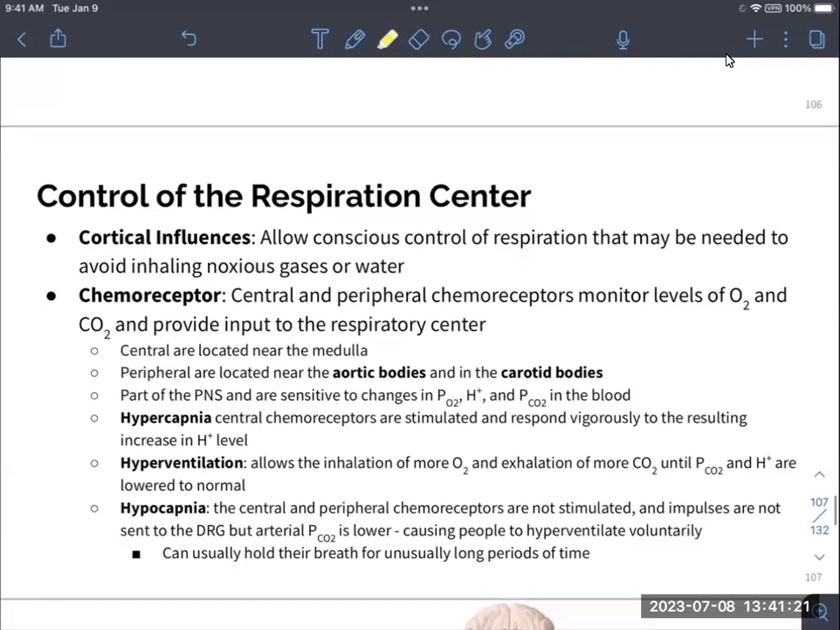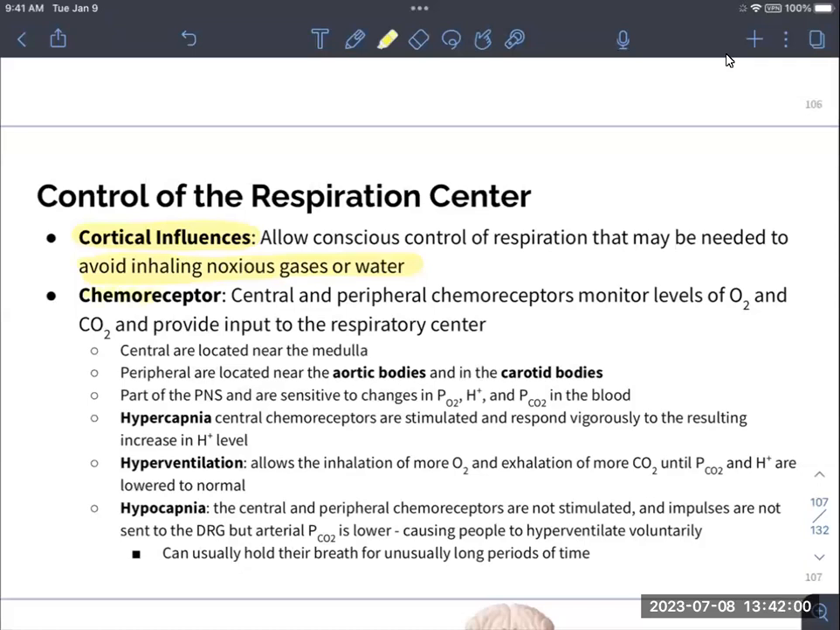Of course, your cortex is going to play a role in this. This is what consciously allows you to breathe in and to breathe out, which is why I said if you're consciously aware that you are trying to count how many breaths per minute, it's not going to work, because as soon as you're consciously aware of something, you have complete control over it. And this conscious control can allow you to avoid inhaling any kind of noxious gas, or even when you're underwater, to try to prevent inhaling water.